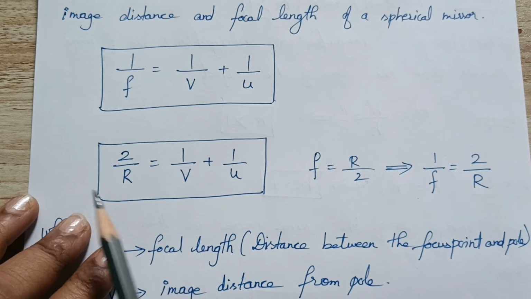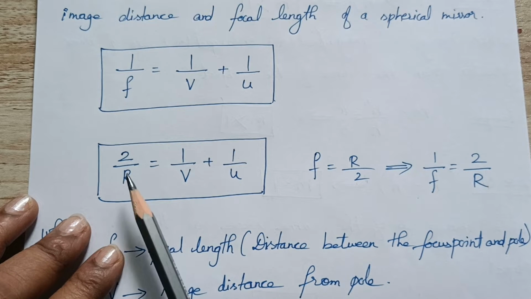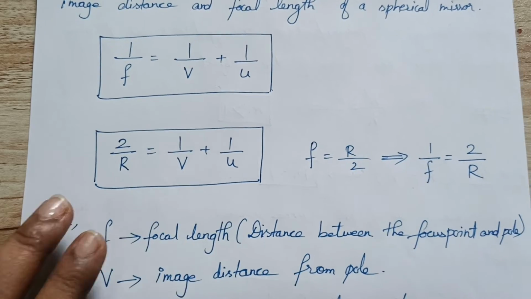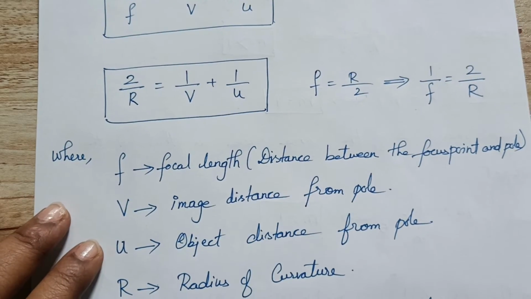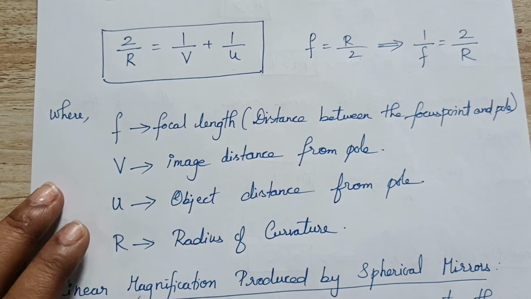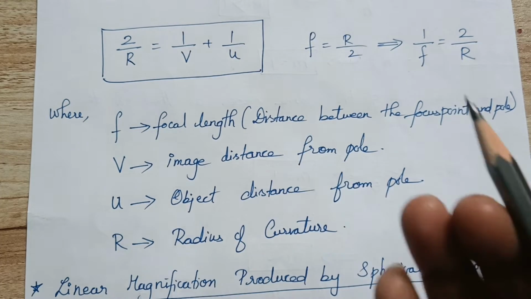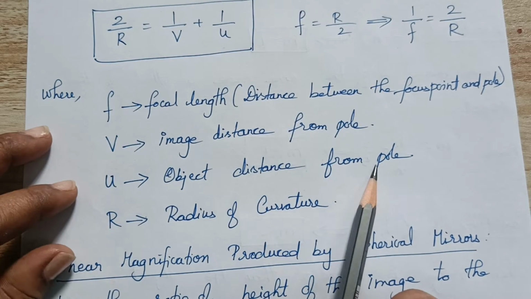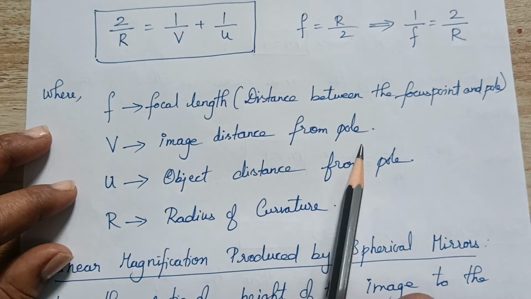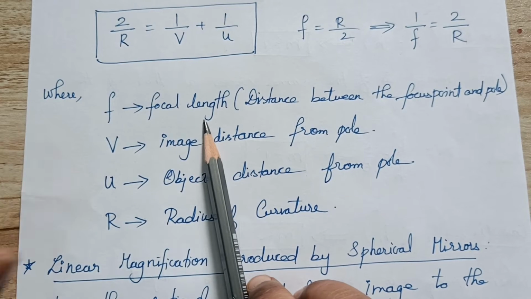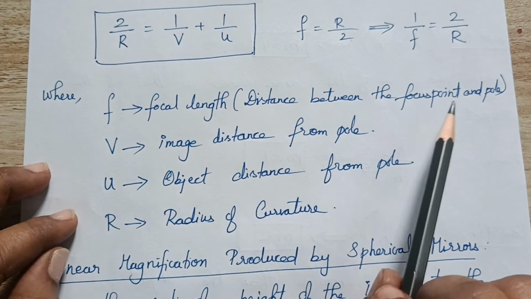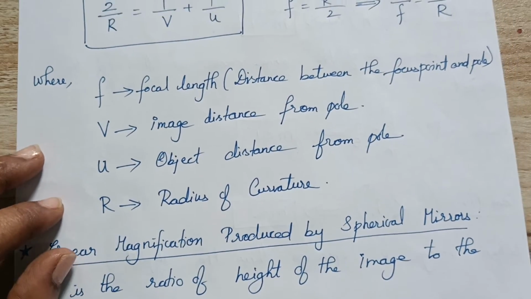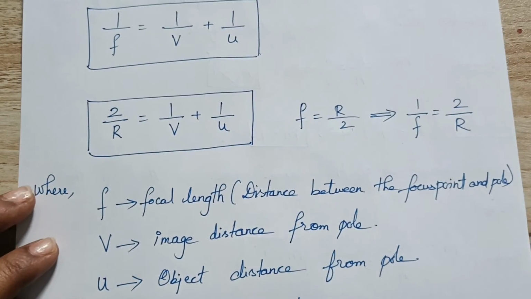So we can write the mirror formula as 2 by r equals 1 by v plus 1 by u. Remember that u usually means the initial, right? If you place an object, then only you will get the image. So keep u as the object distance from the pole, v is the image distance from the pole, f is the focal length, which is the distance between the focus point and the pole, and r is the radius of curvature. Clear?